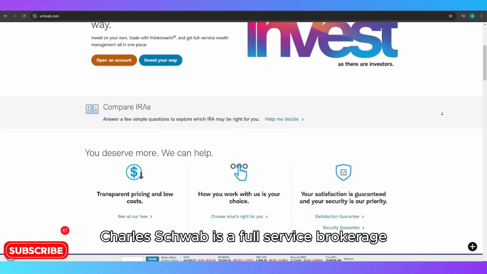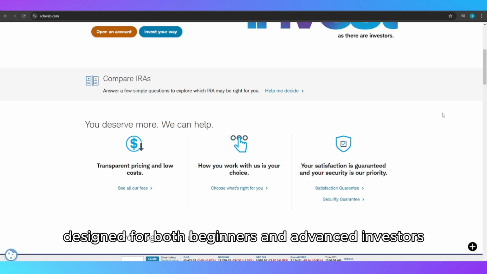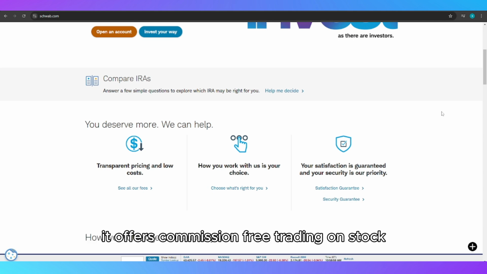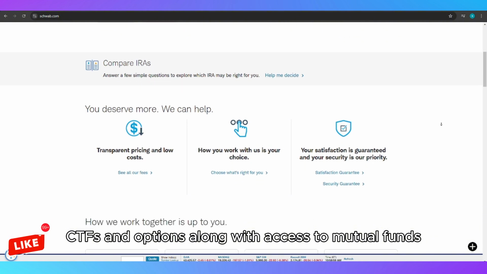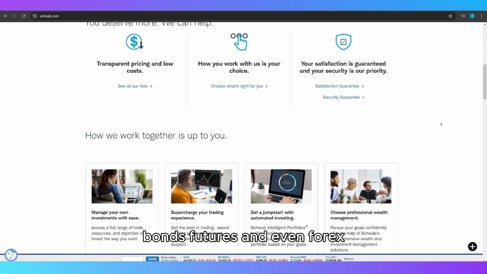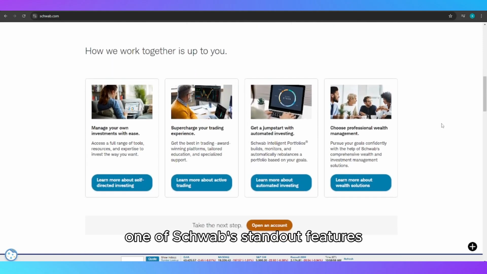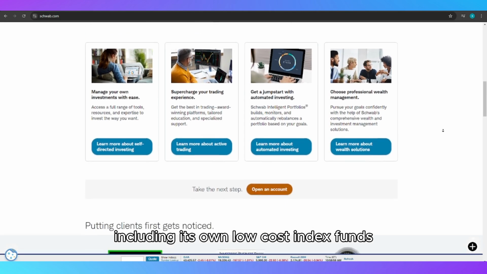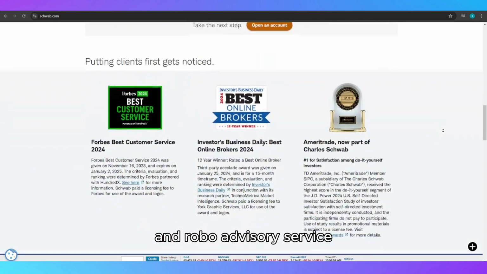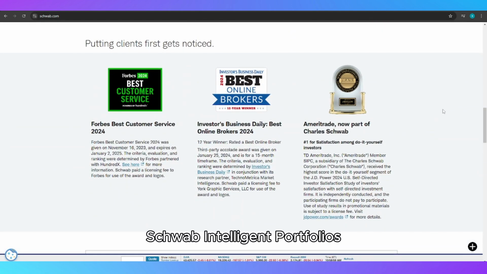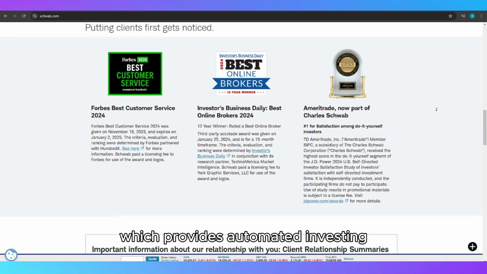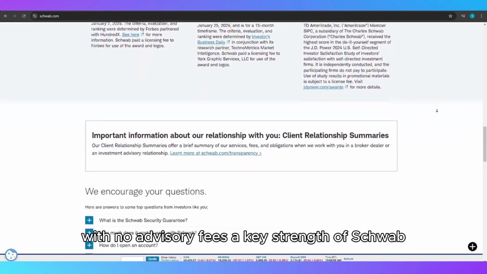Charles Schwab is a full-service brokerage designed for both beginners and advanced investors. It offers commission-free trading on stocks, ETFs, and options, along with access to mutual funds, bonds, futures, and even Forex. One of Schwab's standout features is its wide range of investment options, including its own low-cost index funds and robo-advisory service, Schwab Intelligent Portfolios, which provides automated investing with no advisory fees.